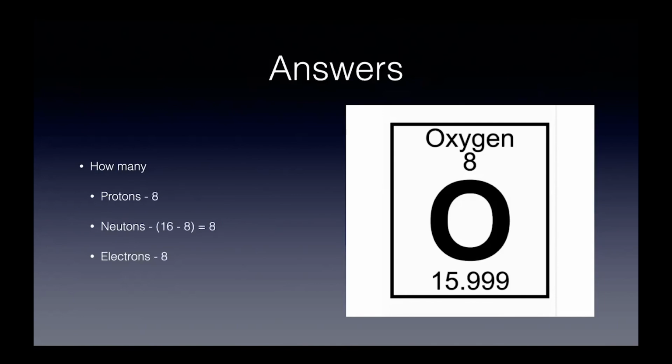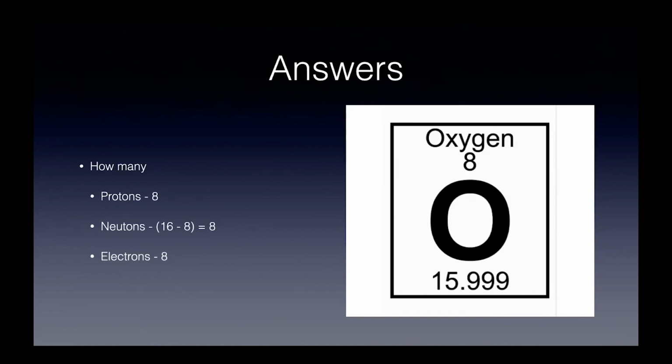And here are the answers. So oxygen has 8 protons. Why? Its atomic number is 8. Remember, 8, the number on top, is always its atomic number. The neutrons, you take that 15.9, you round it up, and you get 16, which is the mass, minus 8, the number of protons, and you get 8, and that's the number of neutrons.